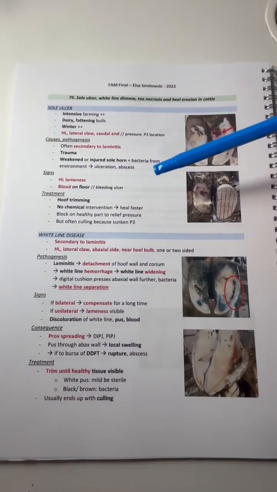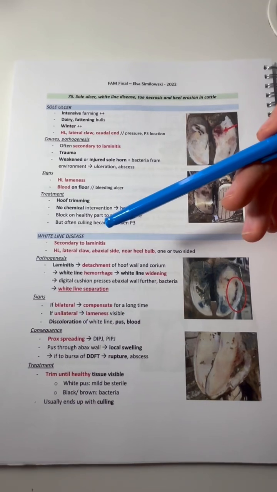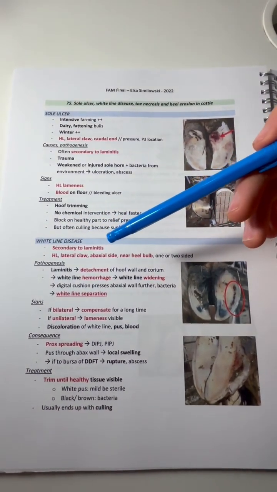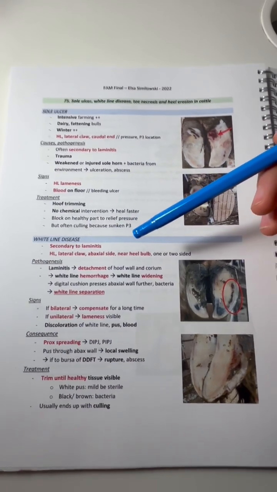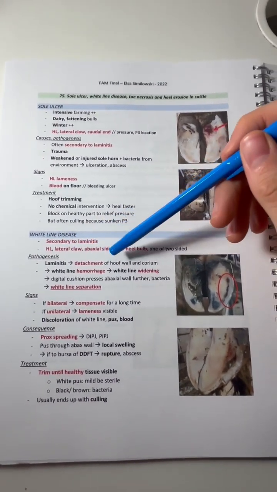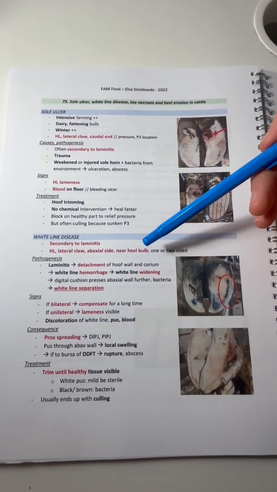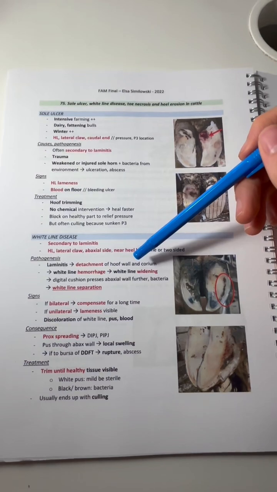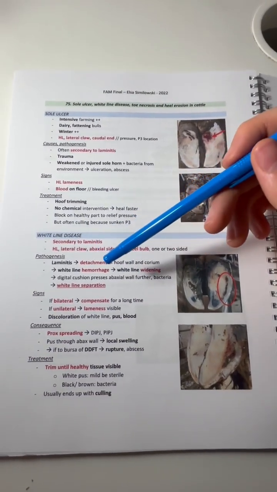In the case of white line disease, it's secondary to laminitis. It often affects the hind limb, the lateral claw, the abaxial side, and near the heel bulb. For the pathogenesis, laminitis leads to detachment of the hoof wall and the corium. This can cause a white line hemorrhage, and then the white line widens. This can then cause white line separation.